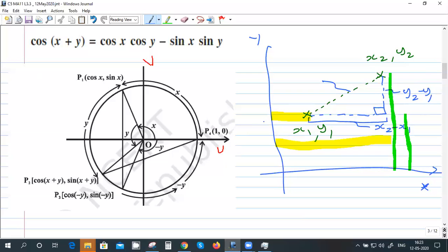So in short, I'll write it as square root of delta x square plus delta y square. This is delta y, and this is delta x. Just for short notation, I'm writing. It's fine, right? Now we use this formula for this thing. One more thing you have to understand.